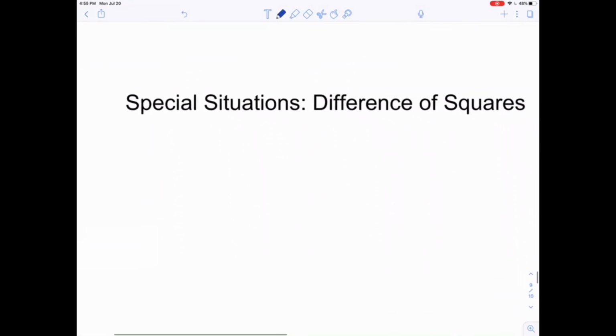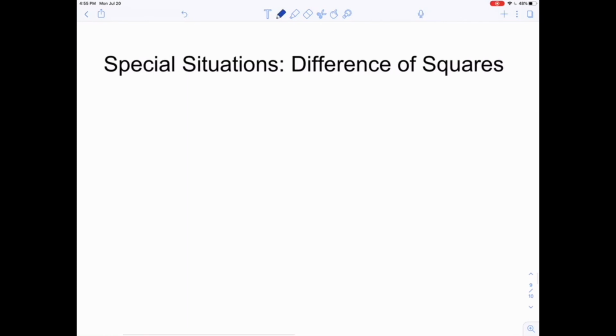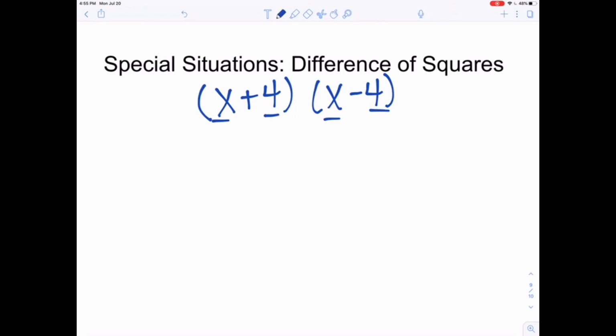So sometimes when we're working with quadratics and foiling, we have something called a special situation like a difference of squares. A difference of squares is something like x plus 4, x minus 4. If you notice, we have the same variable first, the same number second, and it's a plus and a minus, okay? So they're different signs.